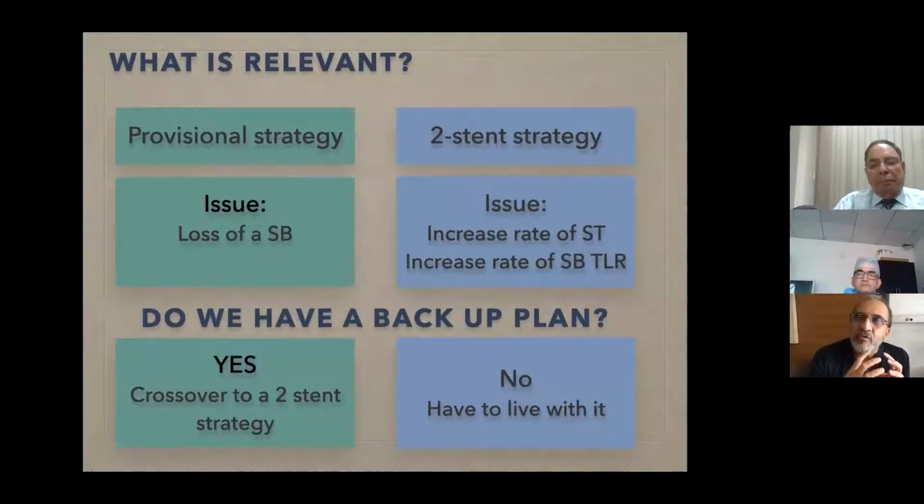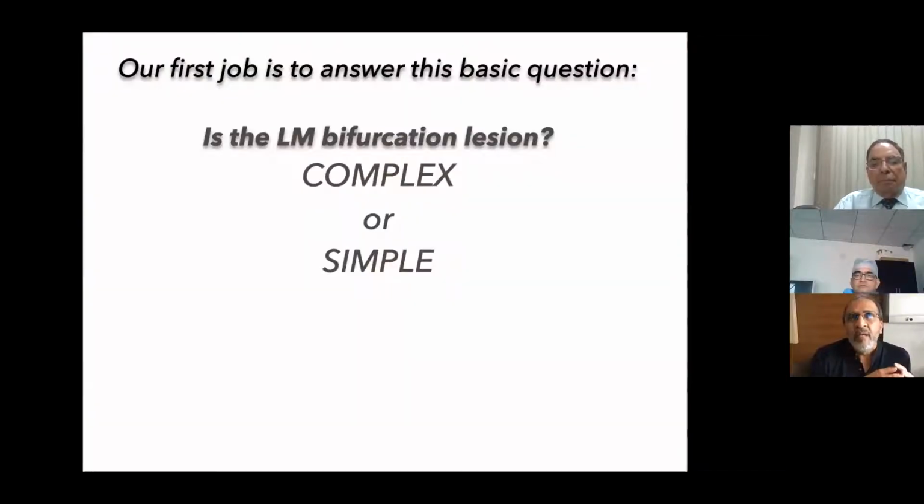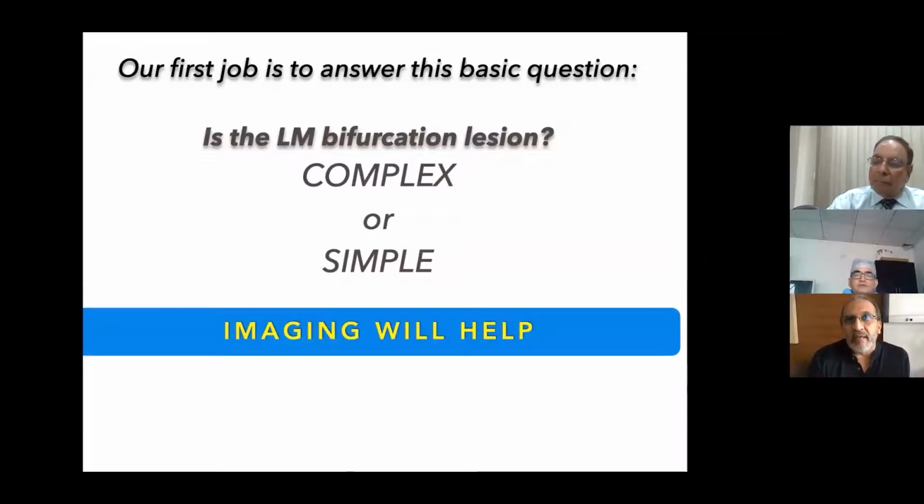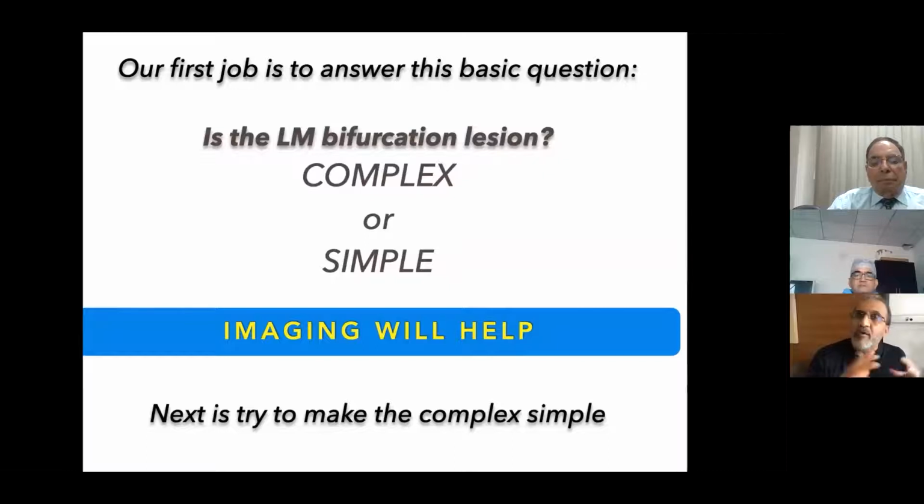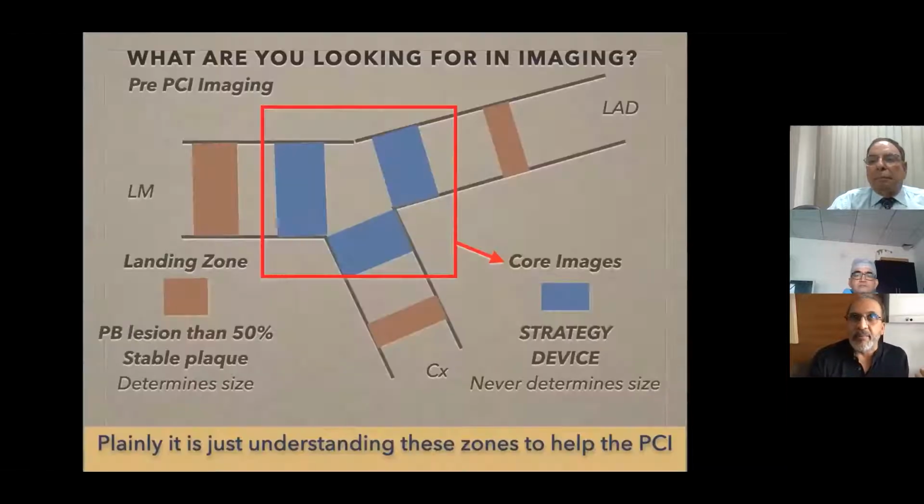But in a 2-stent strategy, the issues are an increased rate of stent thrombosis, which could eventually cause death, and a side branch TLR, which is not a great thing to have, because it's not so easy to treat. So our first job for me with imaging today is to first figure out whether my left main is simple or complex. Here, imaging helps. And the next step I have is to make that complex angioplasty, if possible, simple.